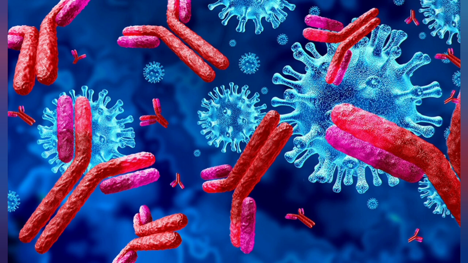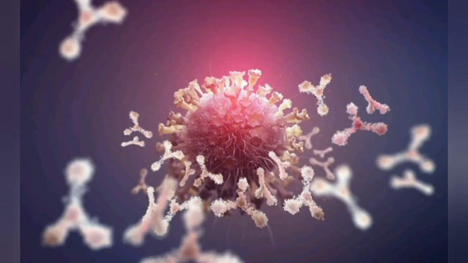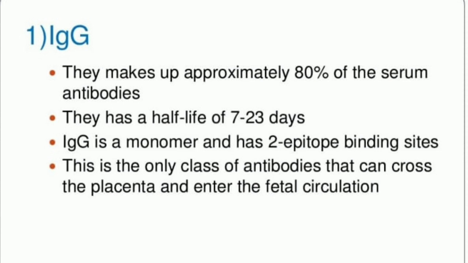In mammals, there are 5 classes of antibody or immunoglobulins, that is IgA, IgD, IgE, IgG and IgM, each of which have their own class of heavy chain alpha, gamma, delta and epsilon. So now we will learn about the 5 antibodies separately. So here we will start with IgG.